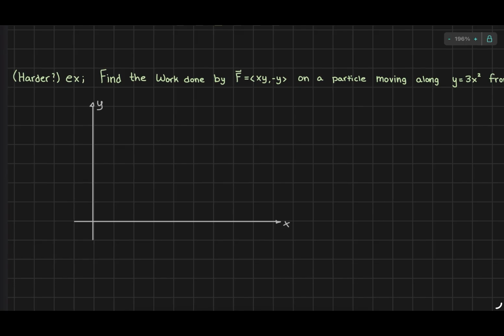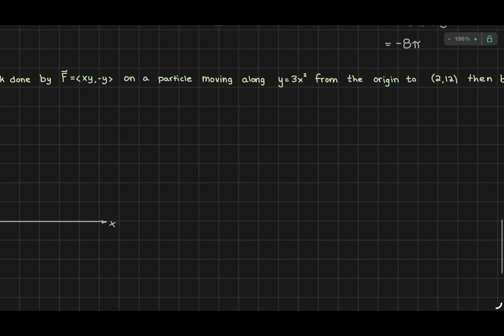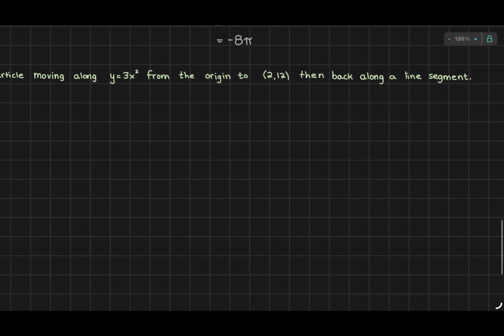Okay, so first off, our particle is moving along y is equal to 3x squared from the origin to 2, 12, then back along the line segment. So pretty much what this is saying is that we're going to be drawing a function starting at the origin and going to 2, 12, and the path is going to be y is equal to 3x squared. And then once we get to that 2, 12, we're going to go right back to the origin with a line segment.